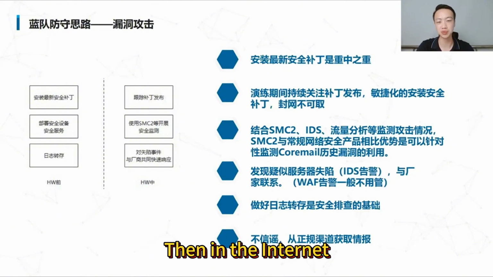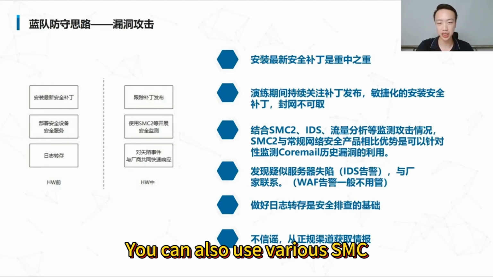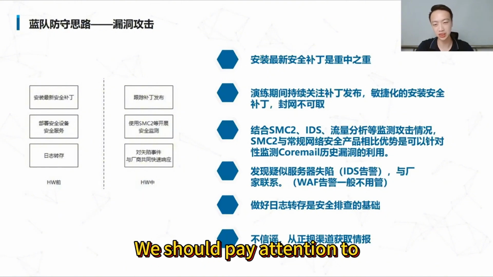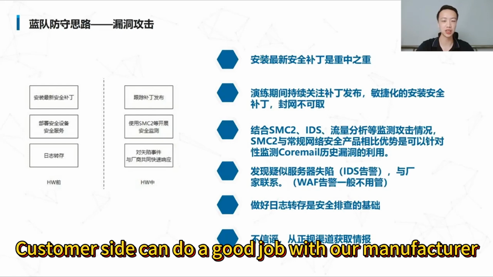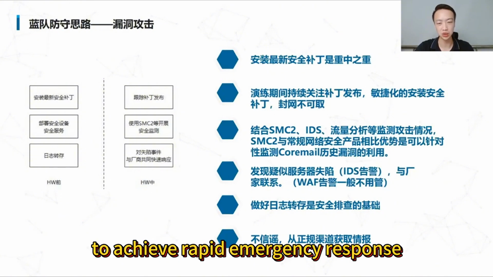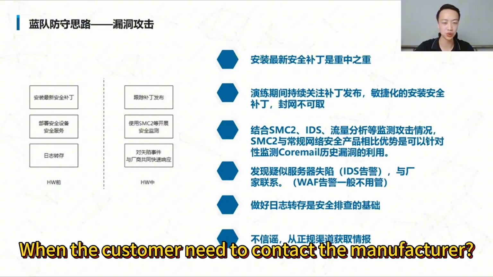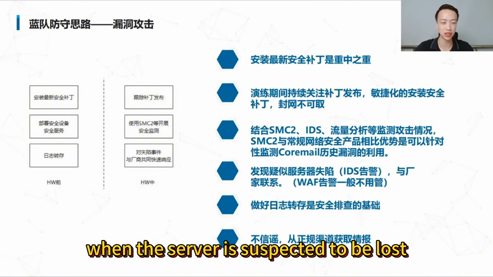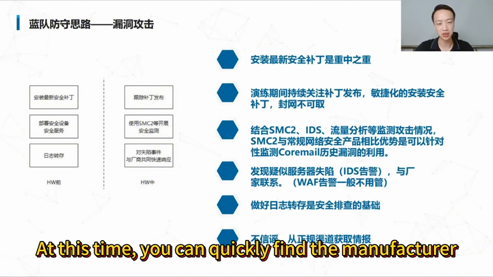Then in the network, you can also use various SMC and safety monitoring equipment to carry out ongoing safety monitoring about the events of faults we should pay attention to. The customer side can do a good job with our manufacturer, with positive interaction and collaboration to achieve rapid emergency response. When the customer needs to contact the manufacturer, we need to first classify the safety equipment alerts. Only when we find the server is suspected to be compromised can you quickly contact the manufacturer.